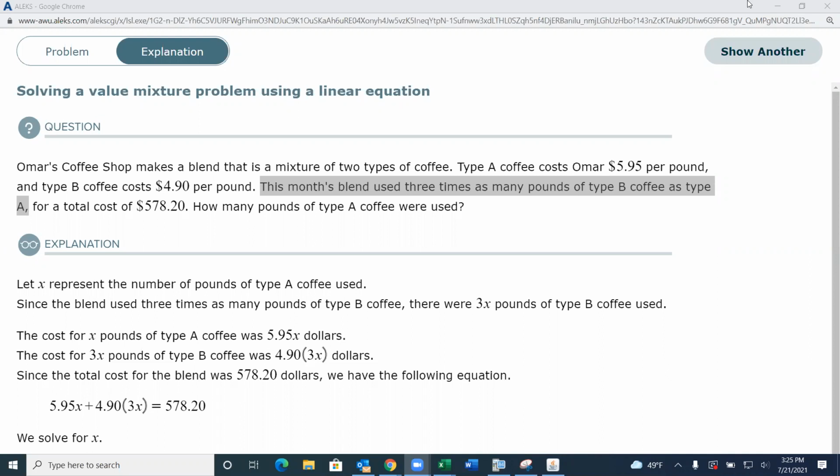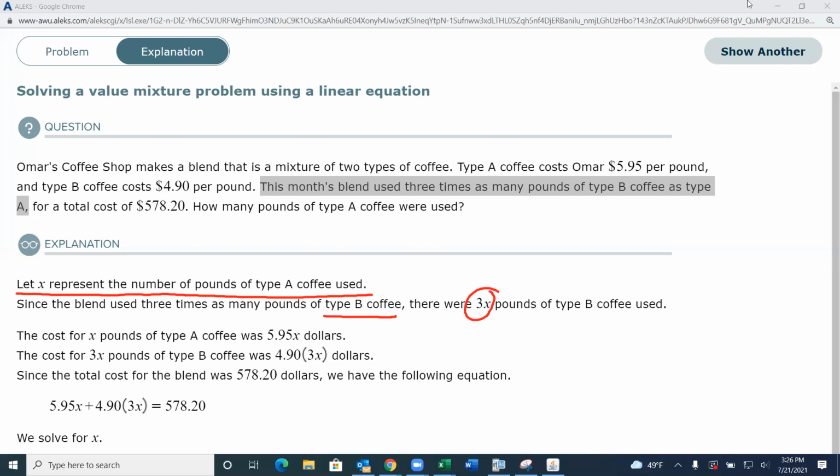Now, this is similar to that last word problem we did with the consecutive numbers. The amount of B is being compared to A, and A is our baseline. So we're going to set X equal to A. Again, you don't have to do that, but this tends to be the easiest way to do it. So that's why X is going to represent the number of pounds of coffee A. All right, so because you got 3 times as much of B, then coffee B is going to be 3X.